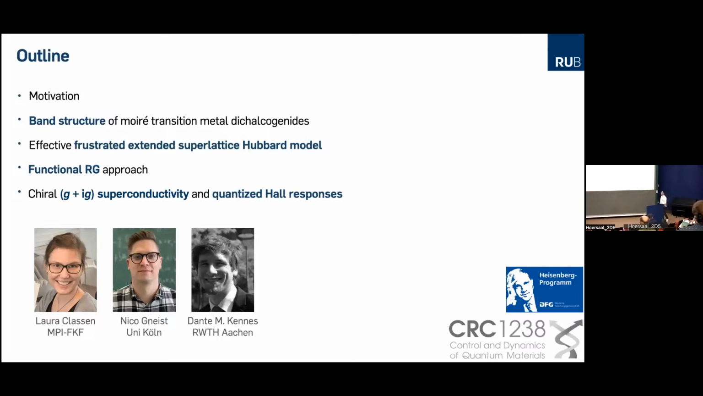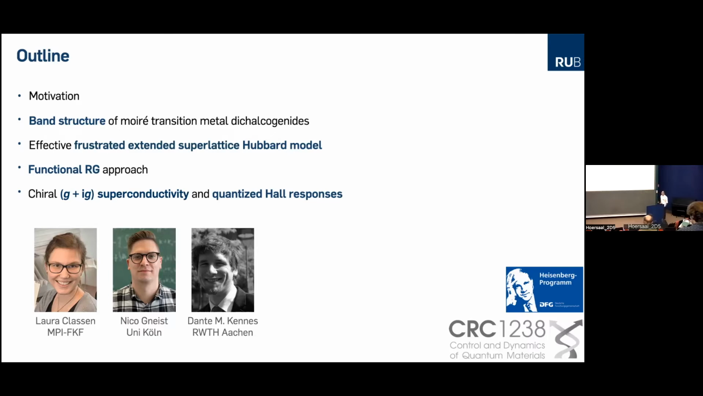Here's my outline. I briefly will give you motivation on why I would like to discuss yet another Moiré system, despite the fact that we still have something to do with twisted bilayer graphene. So why I'm doing something else. And after that, I would like to discuss the band structure of these Moiré transition metal dichalcogenides to show you how to construct an effective, frustrated, extended superlattice Hubbard model on the triangular lattice, actually. So this will be my contribution to this particular session.